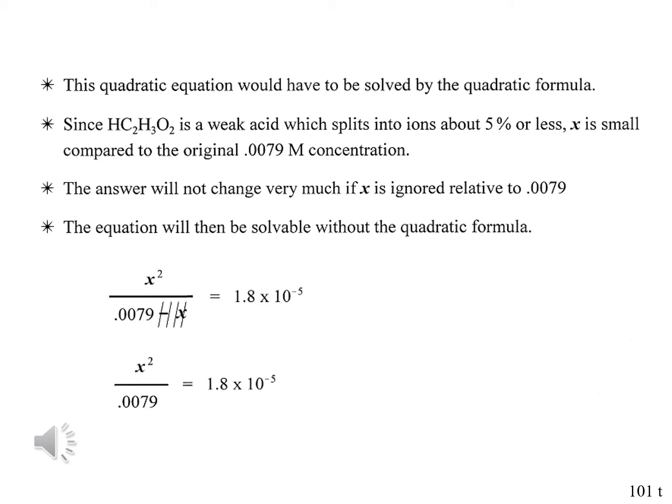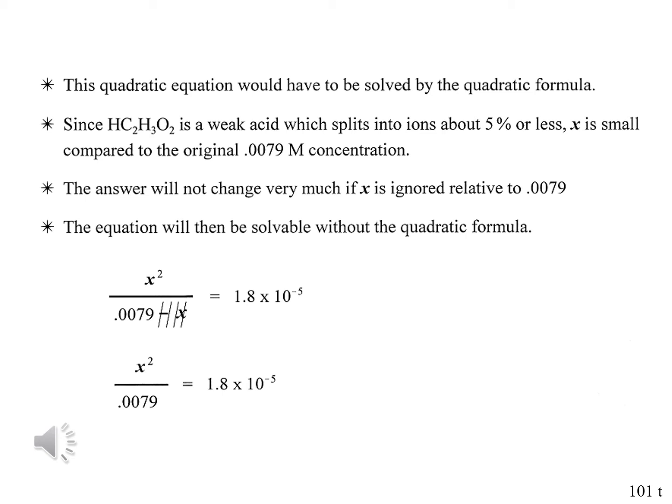We're going to show that you are allowed to do that in acid problems, because how big is x compared to the 0.0079? Actually, it's very small, probably 1%, because x is the amount that splits apart, and we already said that weak acids only split apart about 1%. So x is going to be small relative to the starting concentration.